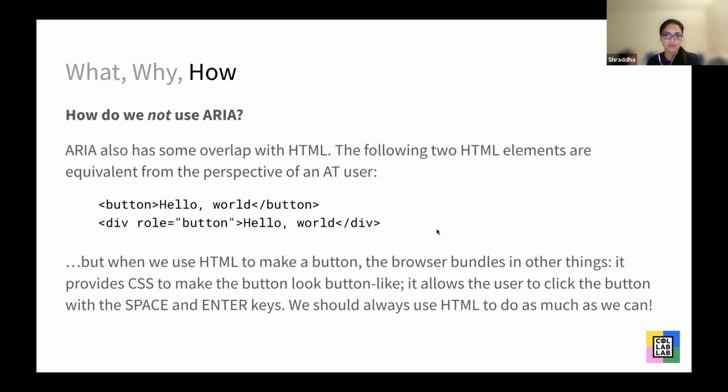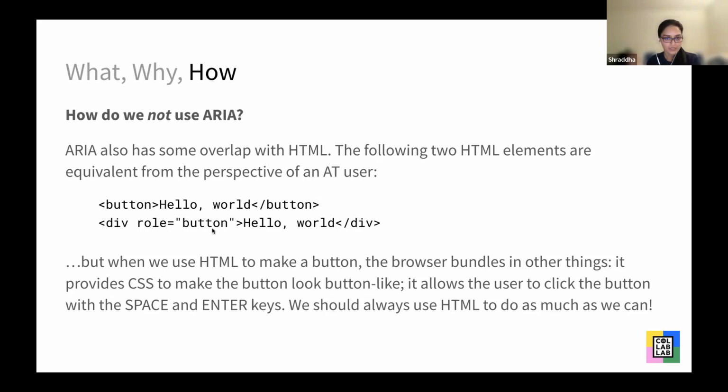So if you see the following two HTML elements, in the first line, we are creating a button. In the second line, we are using a div, which is actually a container element. But then we would have styled it and made it look like a button. But here we are putting its role as button.